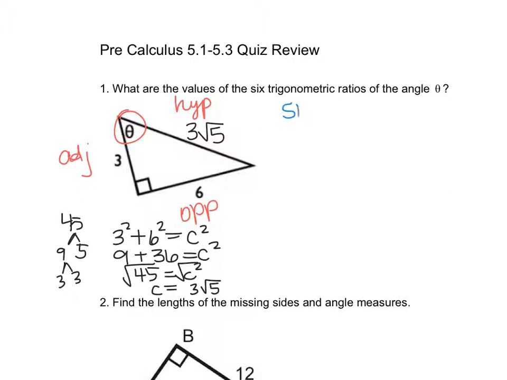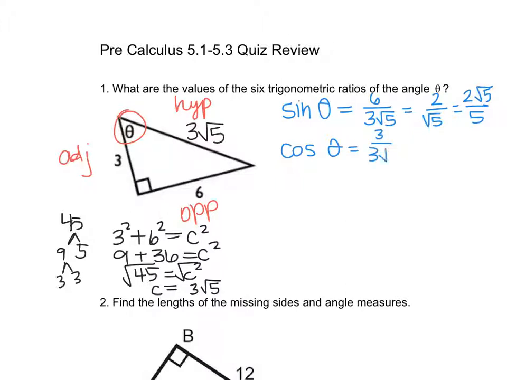So if we start with sine of theta, which is opposite over hypotenuse, we get 6 over 3 square root 5. If we simplify 6 divided by 3, which is 2, we get 2 over square root 5, and rationalizing the denominator gives us 2 square root 5 over 5. Now cosine of theta, which is adjacent over hypotenuse, is 3 over 3 square root 5. 3 over 3 is 1, so we're left with 1 over square root 5, which when rationalized becomes square root 5 over 5.